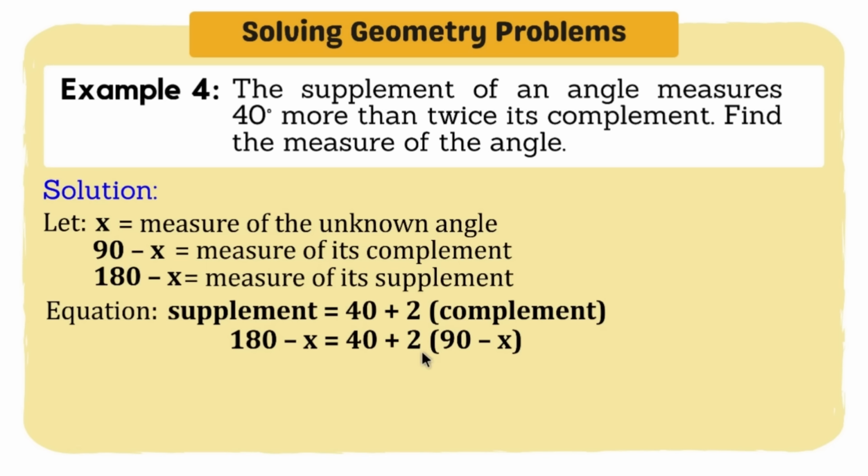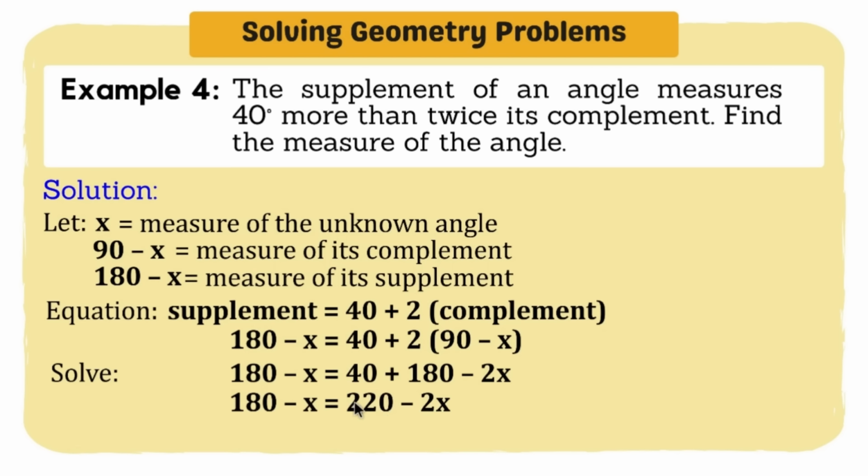Pwede nating i-distribute itong 2 times the quantity 90 minus x dito. So, we have here 2 times 90, it will be 180. And then 2 times negative x will be negative 2x. 40 plus 180, pwede nating i-add kaagad ito. So, it will be 220.